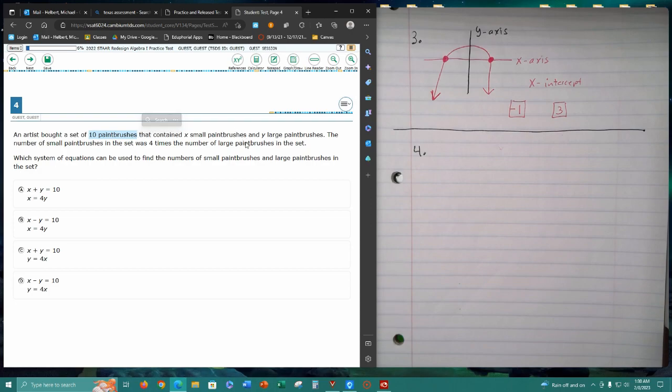So what I'm going to do is highlight some stuff. If you come over to highlight a section, you can highlight it whatever color you want. I'm just using yellow for the first one. So we're talking about an artist who got 10 paintbrushes, and it says that contained x small paintbrushes. Okay, so we have small paintbrushes and y large paintbrushes. So then we have large paintbrushes.